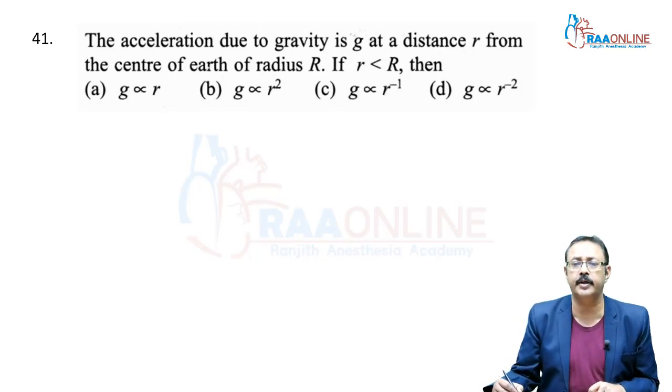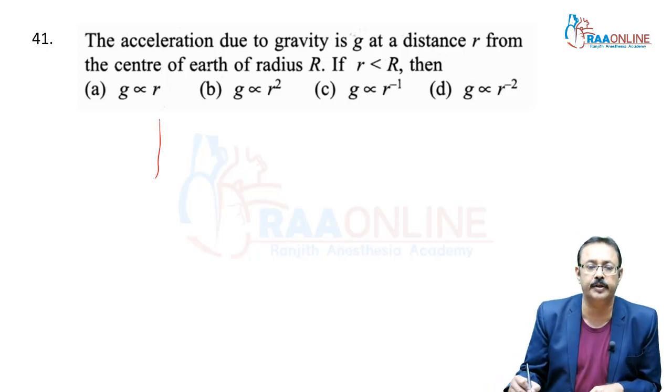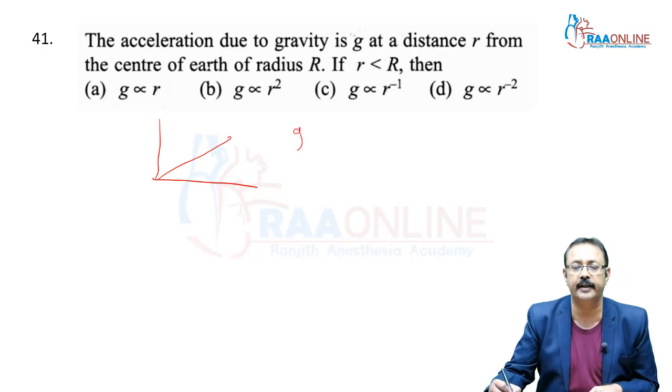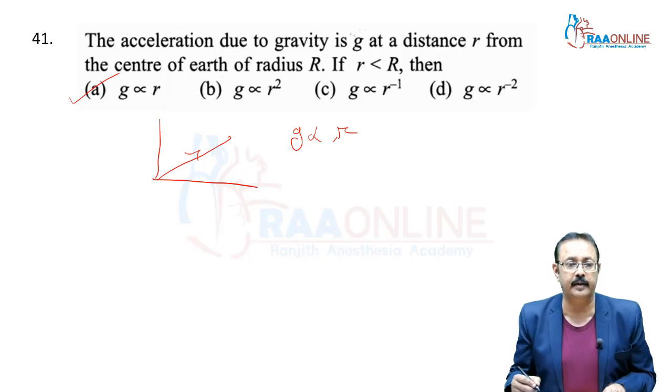41st, the acceleration due to gravity g at distance r from the center of Earth. I explained to you in the theory sheet that inside the Earth, g is directly proportional to r. If you are moving away from the center, it will increase directly proportionally. We explained this in the theory.